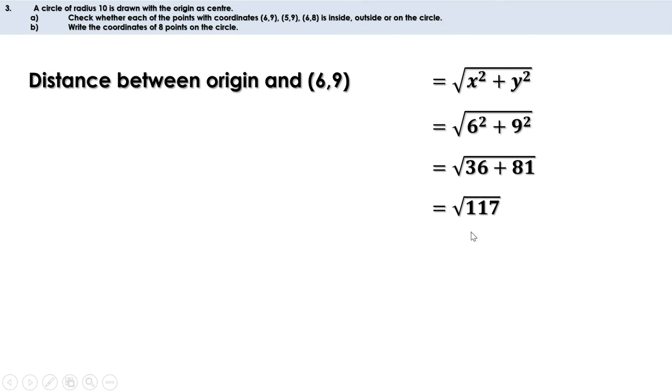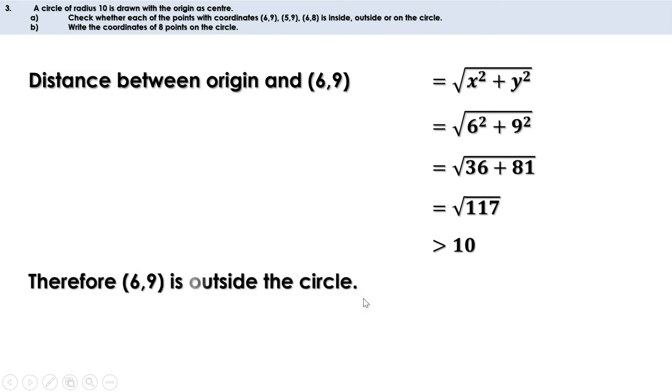We know root of 100 is 10. Therefore, root of 117 is more than 10. That means the distance from the center to this point is greater than 10. Therefore, this point is outside the circle.